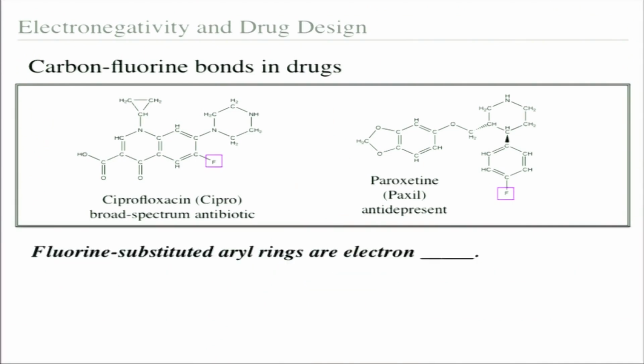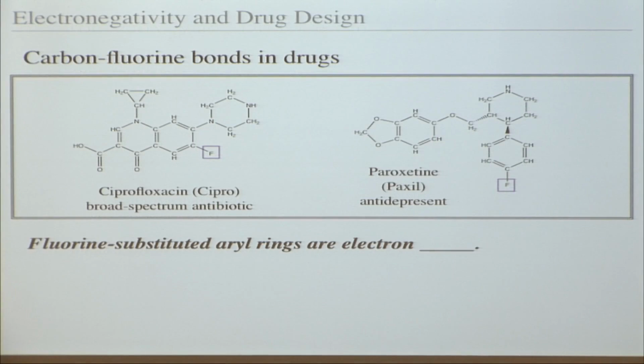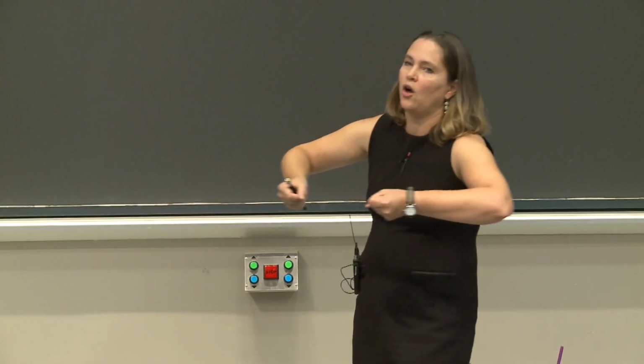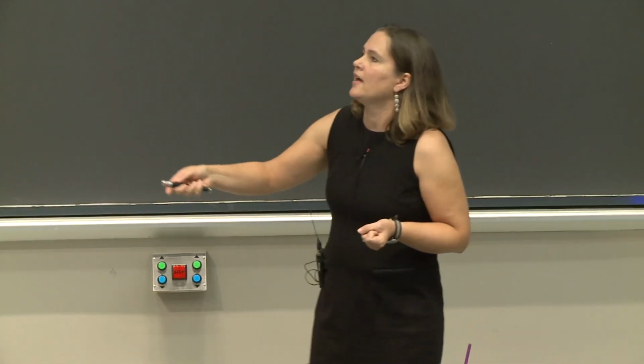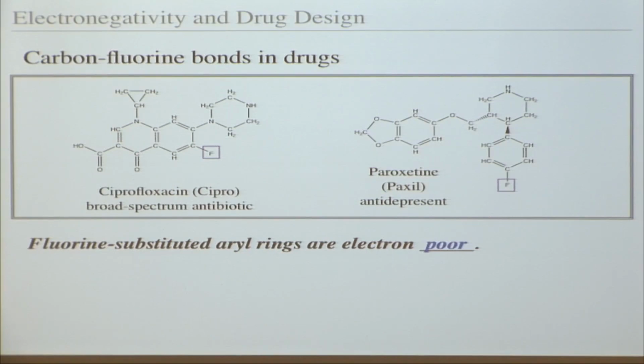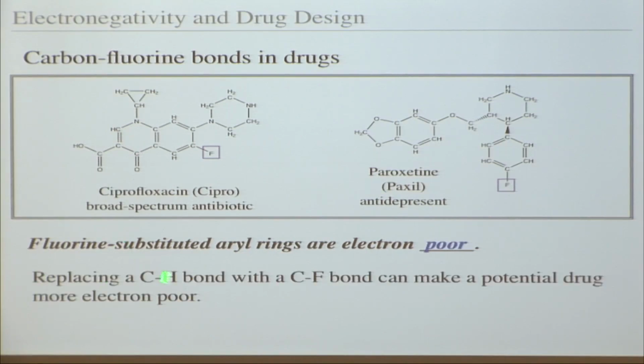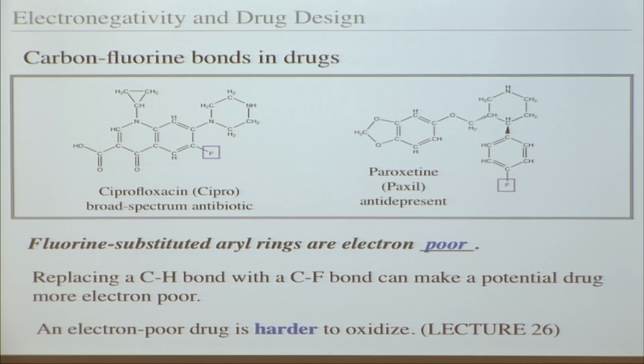One reason is that having a fluorine, this really electronegative atom, on, say, an aryl ring like this one, actually sucks the electrons out of the ring and makes it what organic chemists like to call electron poor. It just hauls those electrons away. And when you replace CH with CF, that can make a potential drug molecule electron poor. What this often does is make it harder to oxidize the molecule.